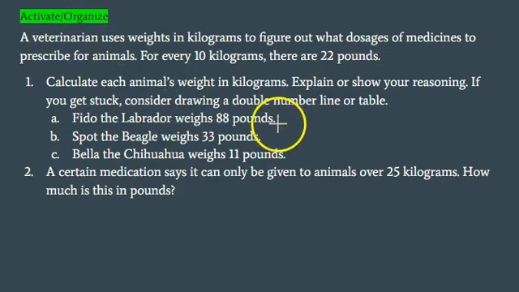All right, let's take a look at A. So Fido, the Labrador, weighs 88 pounds. What is that going to be in kilograms? Well, how do you go from 22 to 88? You have to multiply by 4. So 4 times 10 gives us 40 kilograms.